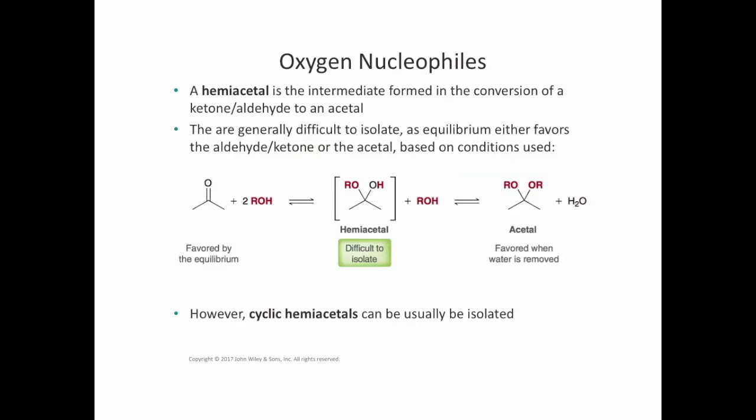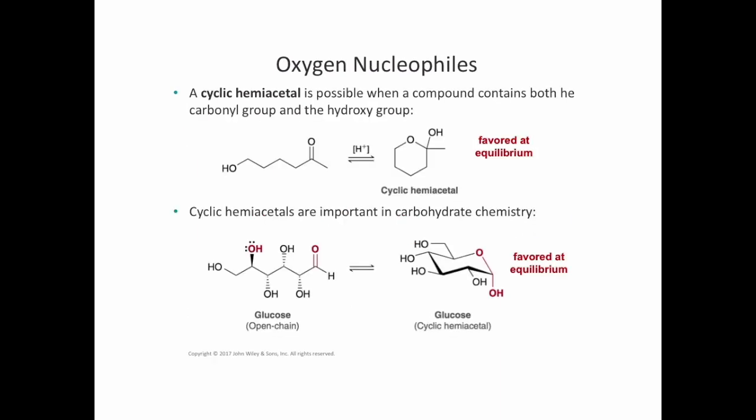If you noticed in that mechanism for the acetal formation, we went through an intermediate called the hemiacetal. Those are generally difficult to isolate as equilibrium either favors the starting aldehyde or ketone or the ending acetal based on the conditions used. However, cyclic hemiacetals can be isolated. A cyclic hemiacetal is possible when a compound contains both the carbonyl group and a hydroxy group. So here, this would be adding to the carbonyl.